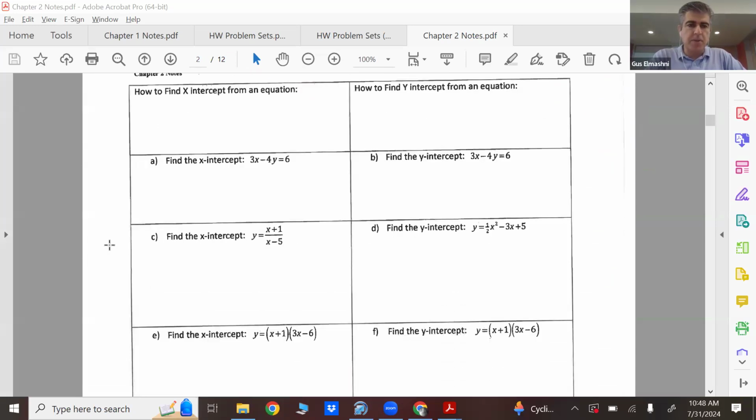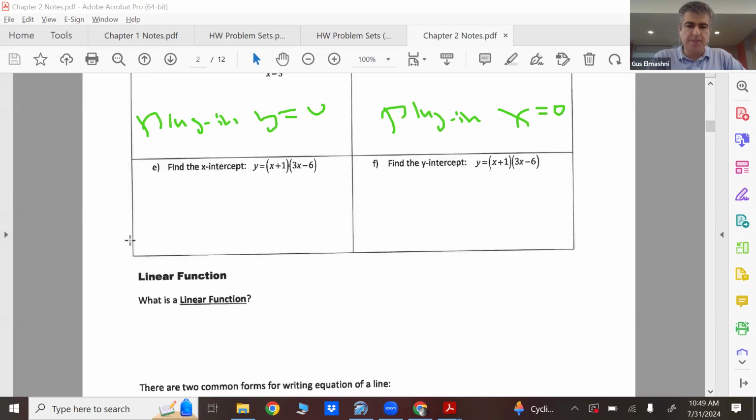How to find the x-intercept from an equation. That's when you plug in y equals 0. You solve for x. That's not that hard. Do the opposite over here. If you want the y-intercept, you plug in 0 for x. And we'll do that for these problems down below when we meet again as a class.